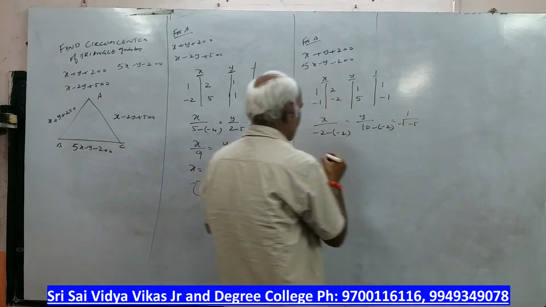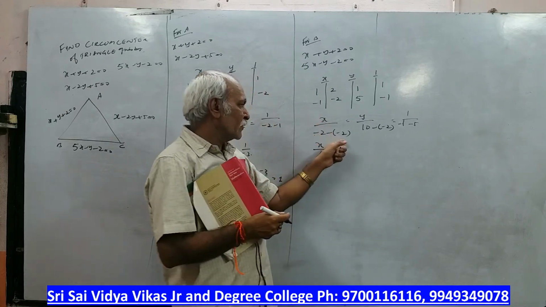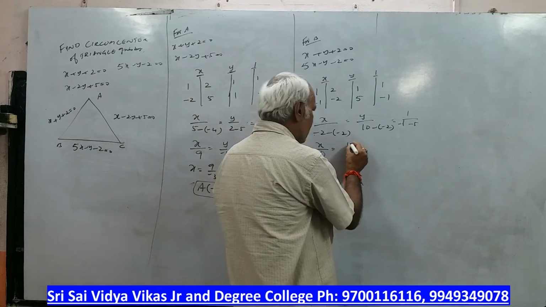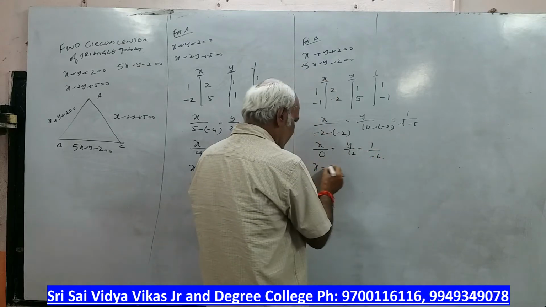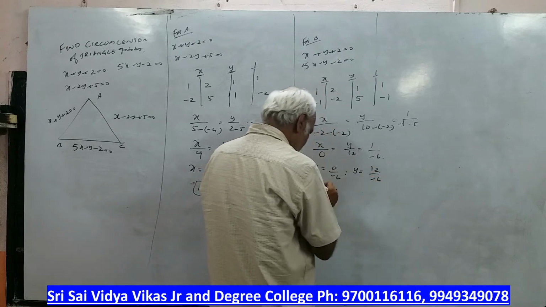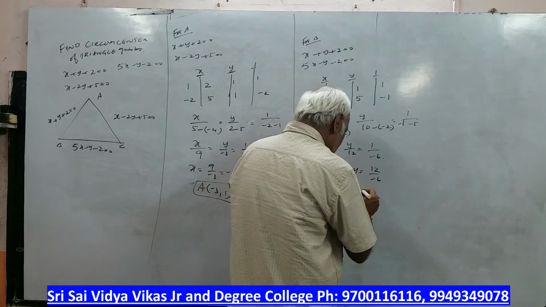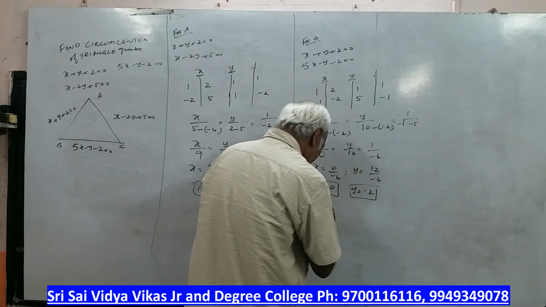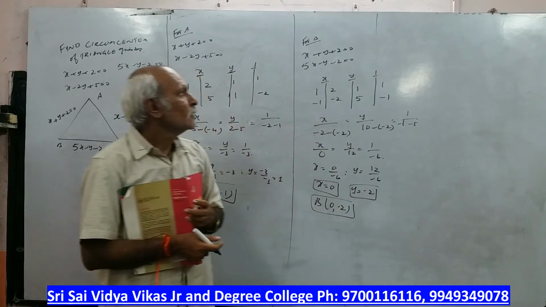Observe here, x by minus 2 plus 2, 0. Here minus 2 plus 2, 0. Here y by 12 is equal to 1 by minus 6. x is equal to 0 by minus 6. y is equal to 12 by minus 6. So x is equal to 0. 0 by anything is 0. Here y is equal to minus 2. Therefore, what is the B point? 0 comma minus 2. Okay.